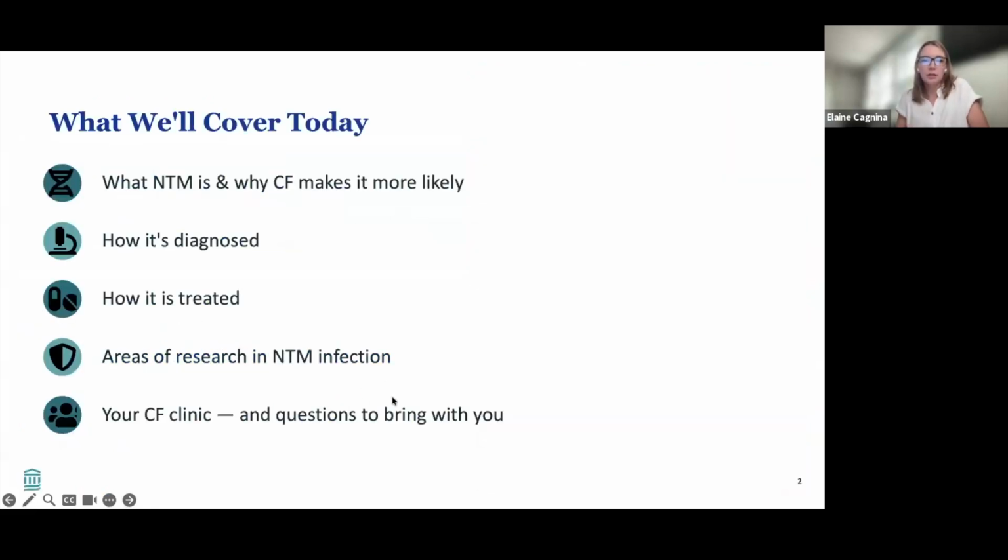So the things that we will cover today: what NTM is and why CF makes it more likely, how it's diagnosed, how it's treated, areas of research in NTM infection, and then your CF clinic and questions to bring with you, particularly if you end up culturing positive for NTM.